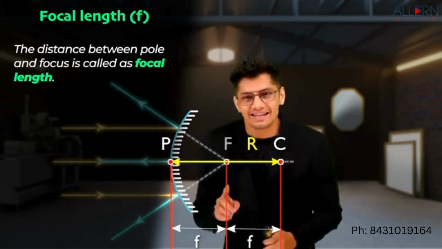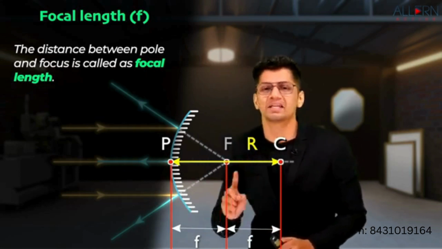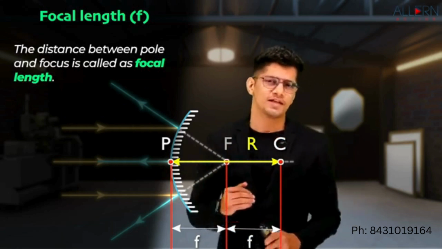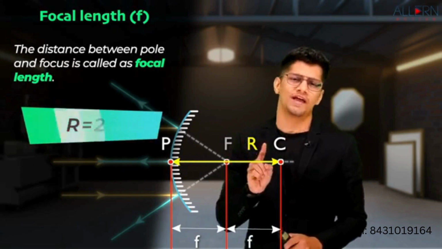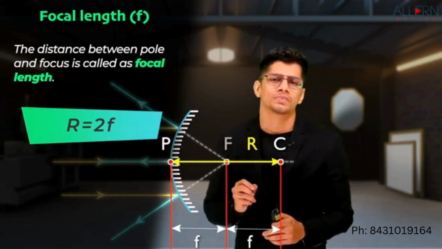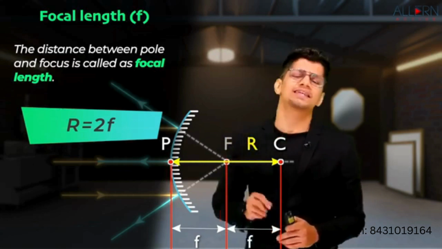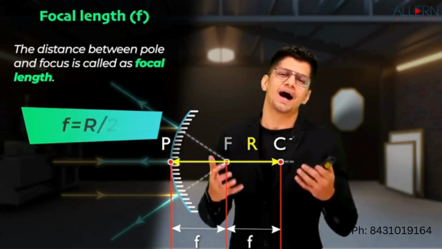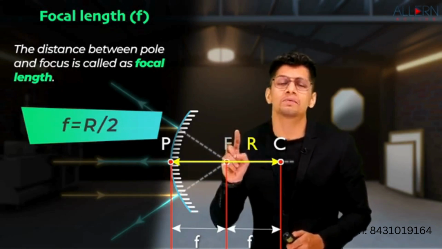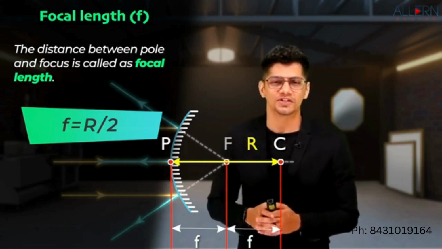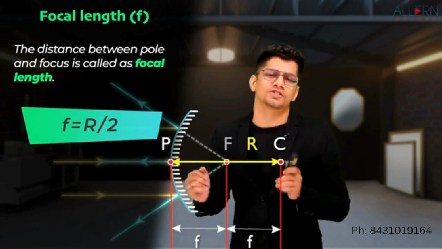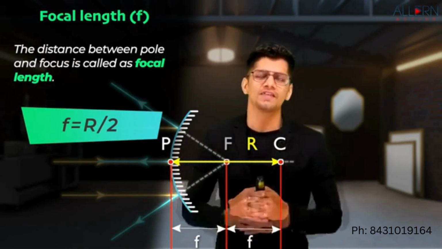So can I simply say that this capital R is nothing but f plus f, and f plus f becomes 2f. So we have R = 2f. Also, we can find the relation by shifting 2 to the other side. So we get R/2 = f. So f = R/2. In simple terms, focal length is nothing but half of the radius of curvature. So these are the common terms that we have understood.